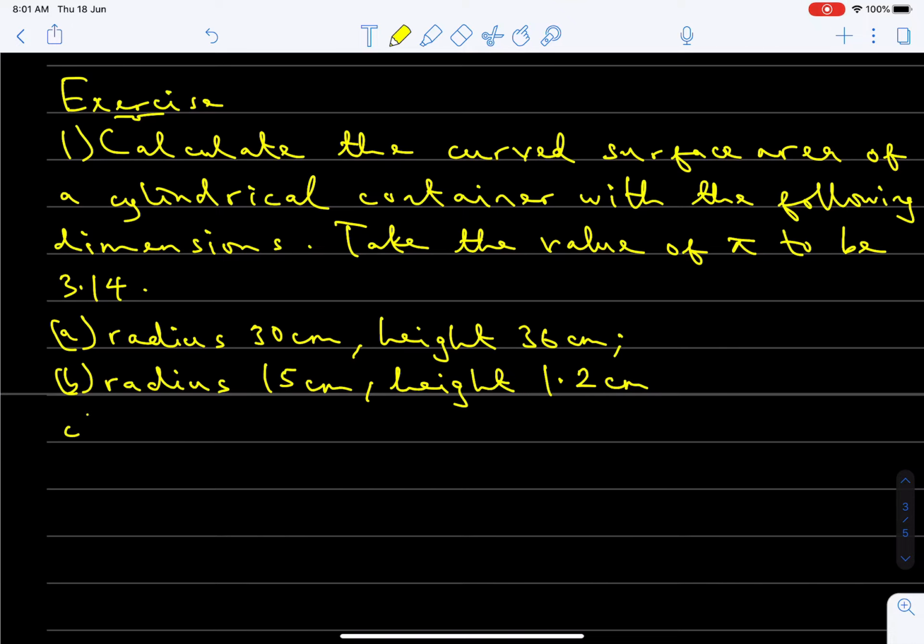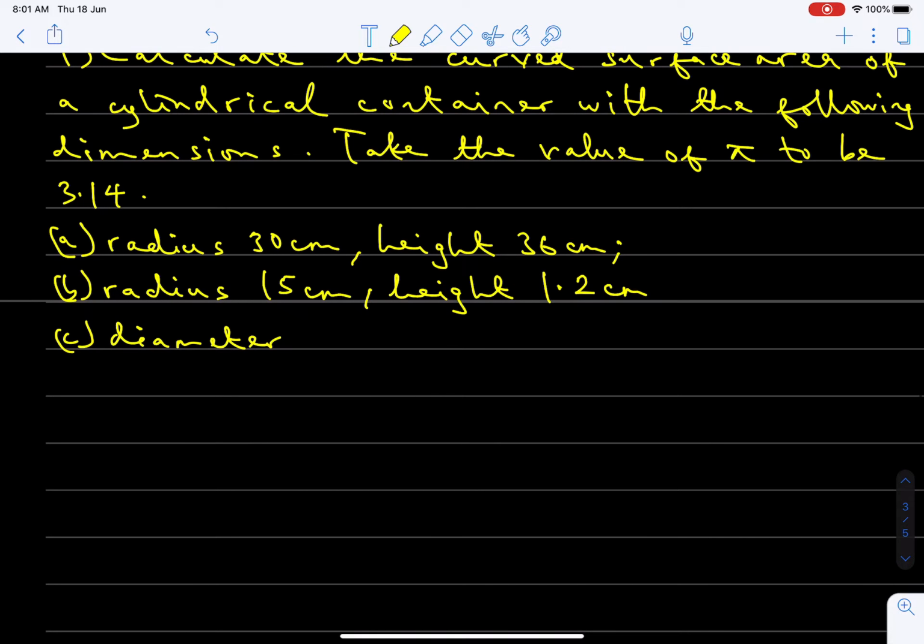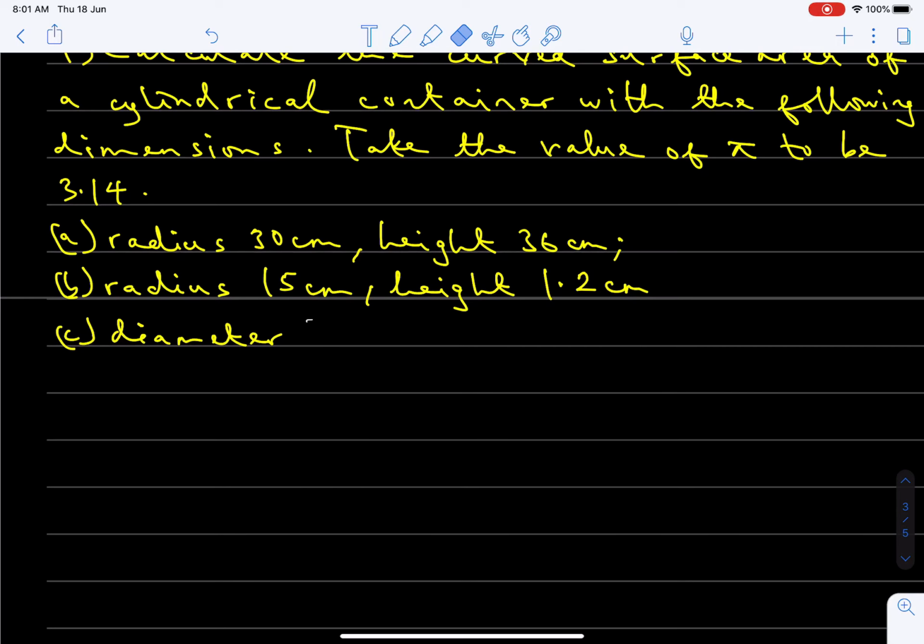And C, diameter 58 centimeters and height 8.6 centimeters.